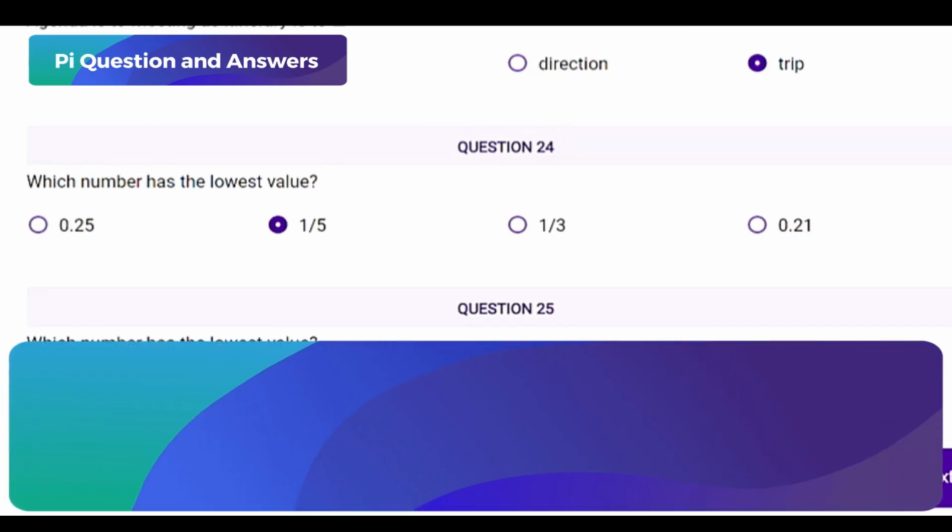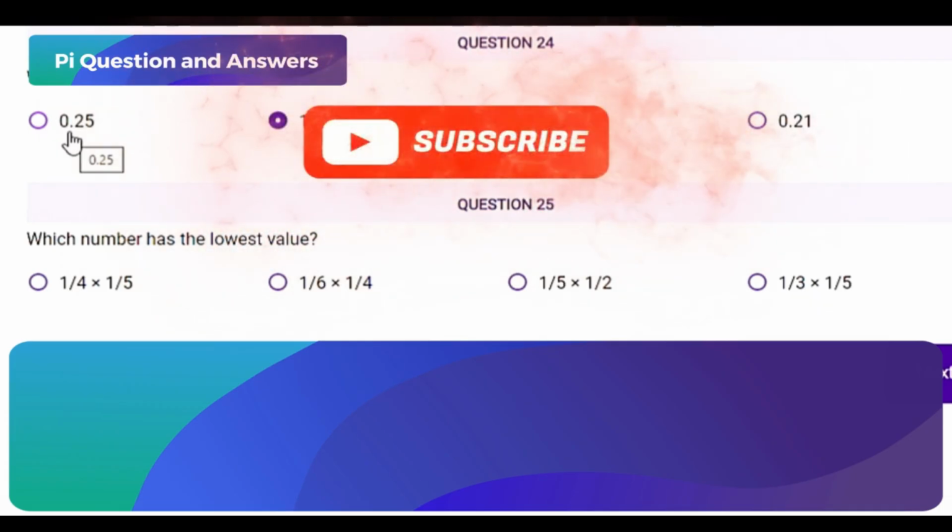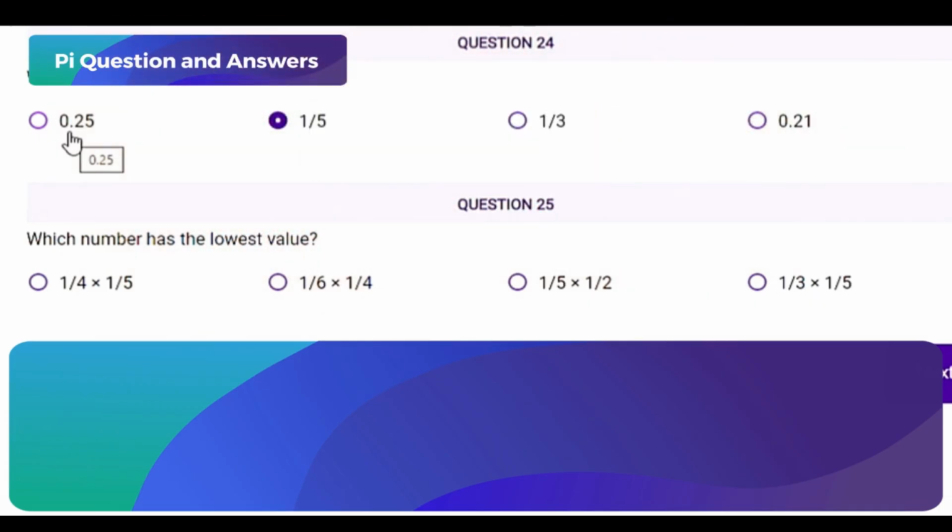Question type: multiple choice, single correct answer. Question: which number has the lowest value? Options: A. 1/4 times 1/5, B. 1/6 times 1/4, C. 1/5 times 1/2, D. 1/3 times 1/5. Explanation of the question: the question asks you to find which multiplication of two fractions results in the smallest number. To solve it, you should multiply each pair of fractions and then compare the answers.